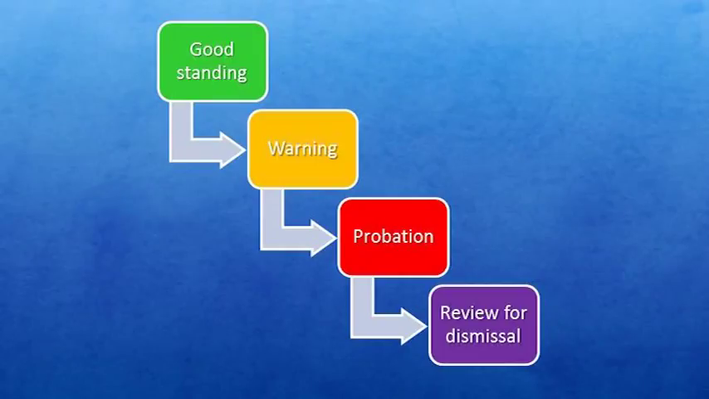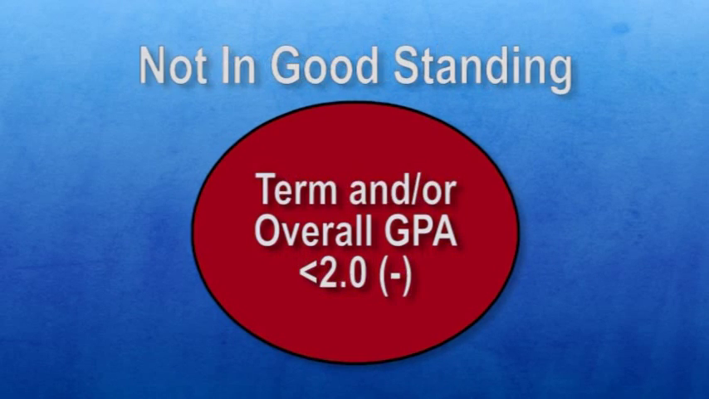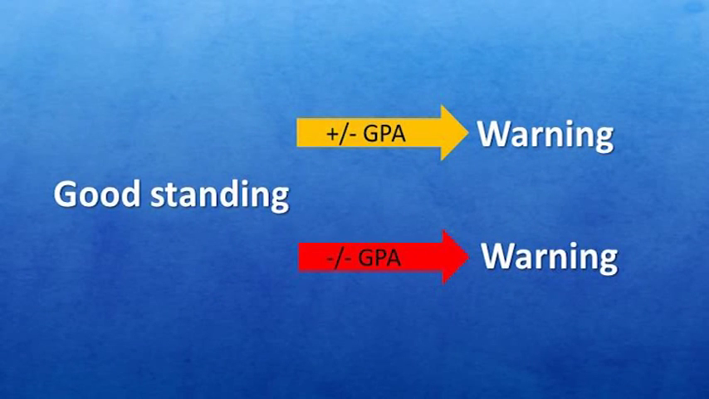The university has 4 levels of academic standing: good standing, warning, probation, and review for dismissal. To be in good academic standing, you have to maintain a term and cumulative GPA of 2.0 or higher. If your term or cumulative GPA falls below 2, you will be placed on warning and then potentially on probation. While in good standing, if one or both of your GPAs fall below 2, you will be placed on warning.